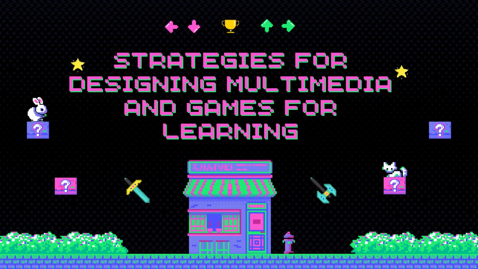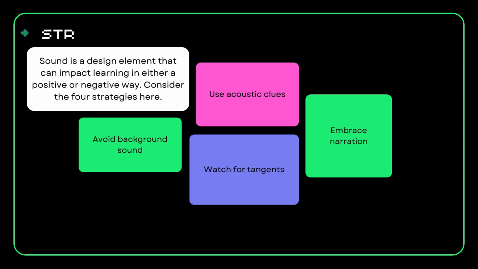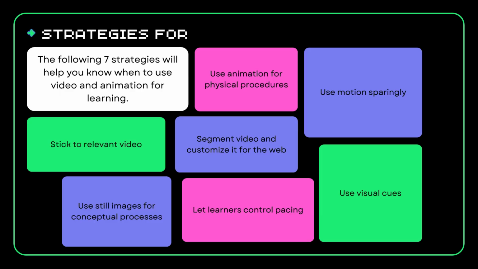Let's move on to strategies for designing multimedia and games for learning. Strategies for audio. Sound is a design element that can impact learning in either a positive or negative way. Consider the four strategies here. Avoid background sound, use acoustic clues, watch for tangents, and embrace narration.